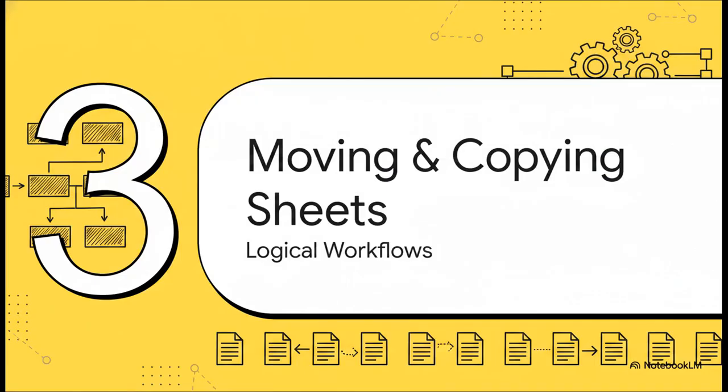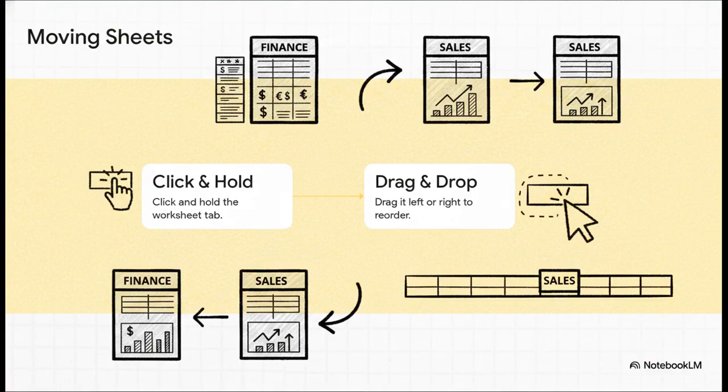All right, part 3, moving and copying sheets to create some logical workflows. Let's say you're looking at your tabs and realize your reports are out of order. Maybe you want your finance tab to show up before your sales tab so you and your team can read the data in a logical sequence. Guys, it couldn't be easier. Just click and hold the worksheet tab you want to move and literally drag it left or right to its new position. Just drag and drop. This simple little trick lets you instantly rearrange your reports to fit whatever narrative makes the most sense.